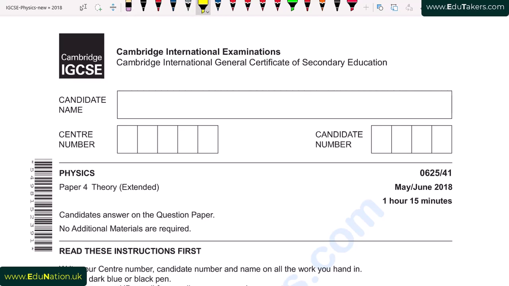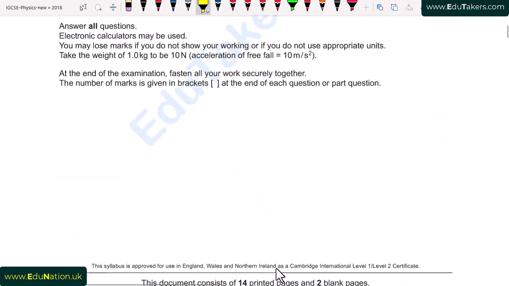Today we are going to solve Cambridge IGCSE Physics Paper 4 Theory Extended, held in May/June 2018, and the paper code is 0625 with variant 41. So let's start from question number 1.